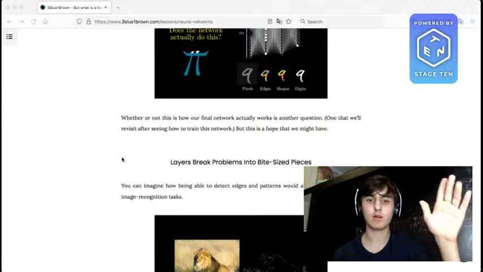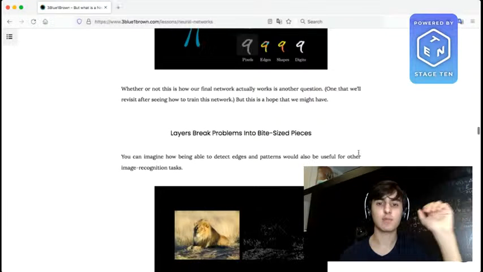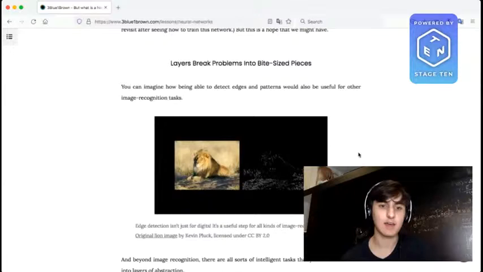So, layers break problems into bite-sized pieces. You can imagine how being able to detect edges and patterns would also be useful for other image recognition tasks. Edge detection isn't just for digits, it's for all kinds of problems. That's pretty fascinating, actually. That's how AI can predict that this image is one of the line with the edges.